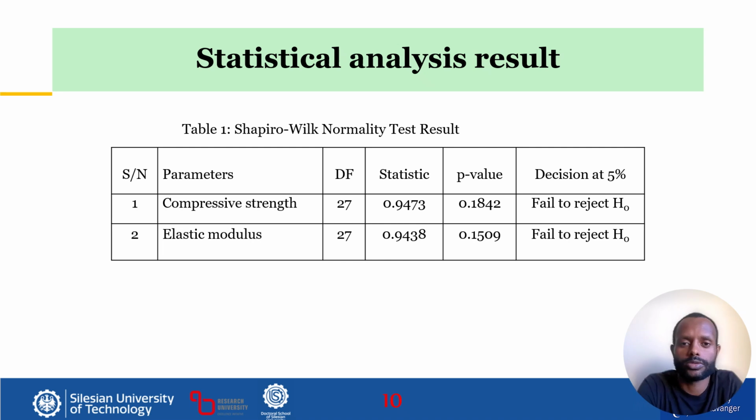When we come to statistical analysis, we performed the statistical analysis using OriginLab. First we tested the normality of this data using the Shapiro test. From the result, we get a p-value greater than 0.05, so this data obeys the Shapiro normality test. After that, it is possible to proceed to the two-way ANOVA analysis.